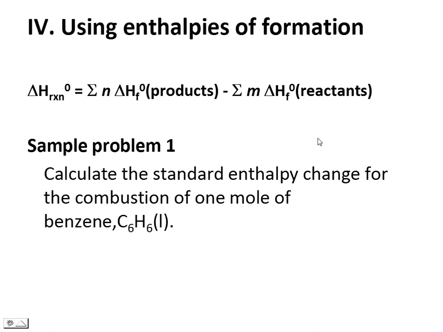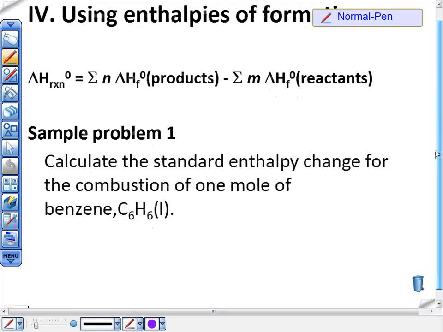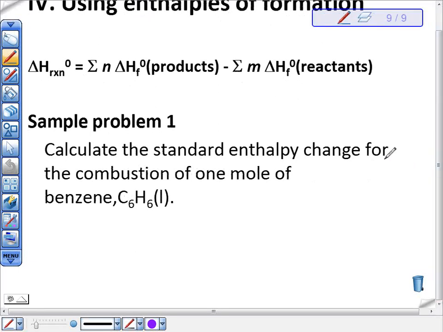So we did this first sample problem. It says calculate the standard enthalpy change for the combustion of 1 mole of benzene. So our first thing we would want to do is write a balanced equation for the combustion of benzene. And they're asking for us to find 1 mole of benzene. So I'm going to use 1 in front of benzene because they're saying combusting 1 mole. A combustion always requires oxygen, and it always makes carbon dioxide and water. And then I would balance accordingly.